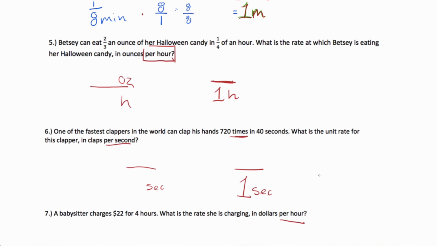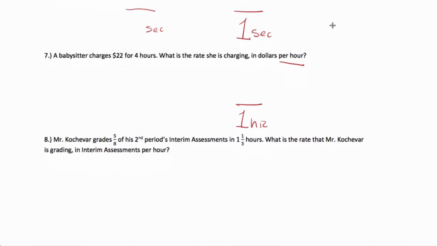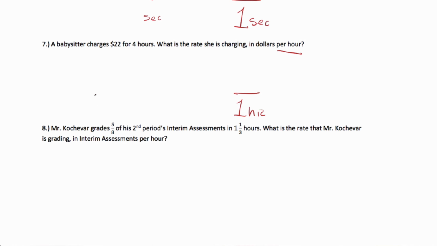In number 7, if hours are going to be on the bottom, the information that you get in the problem, you're going to put hours on the bottom. I think it's 4 hours in this problem. And the other unit is going to be on the top. Okay, make sure you're matching those up correctly. And that'll do it for you.